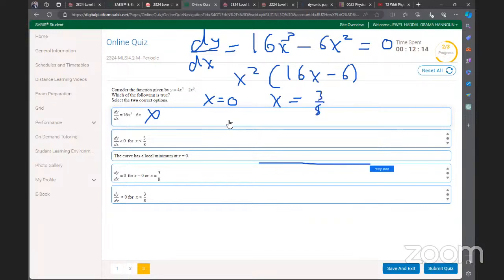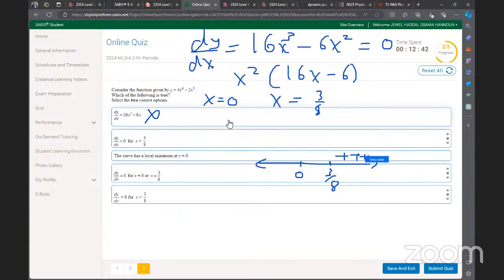I will draw the number line. Here we have 0, and after it, 3 over 8, of course. So we have how many intervals? We have 3 intervals. Let's try a number after 3 over 8, and of course it will be 1. 16 times 1 is 16, minus 6 is 10, so it means positive.